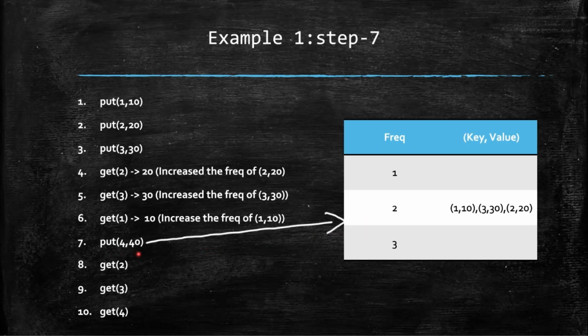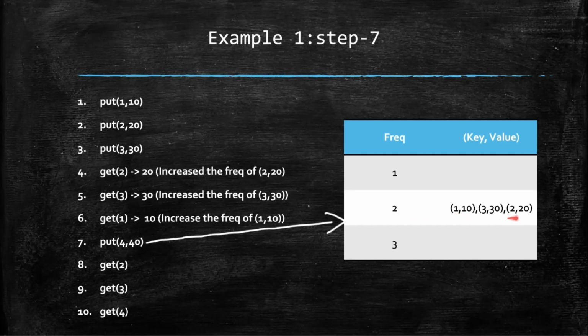The next query is 4 comma 40. Here is a bit of confusion in the data structure, as we have already reached our capacity. The capacity we initially decided for our data structure is 3, but I am trying to put an extra node into it. So it will remove the least frequently used, and here the least frequency is 2, so it will try to remove a node from frequency 2.